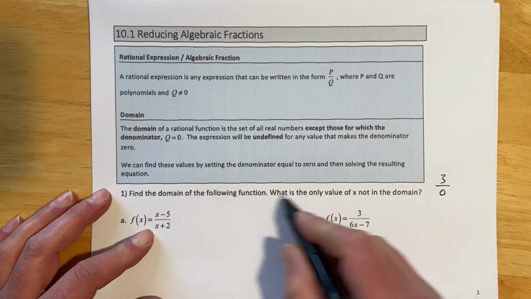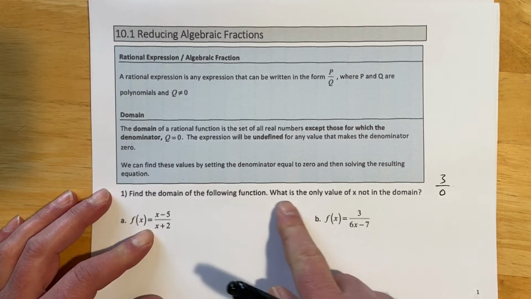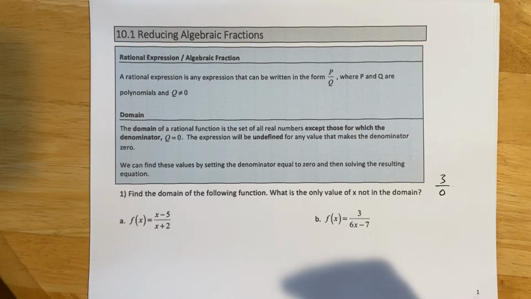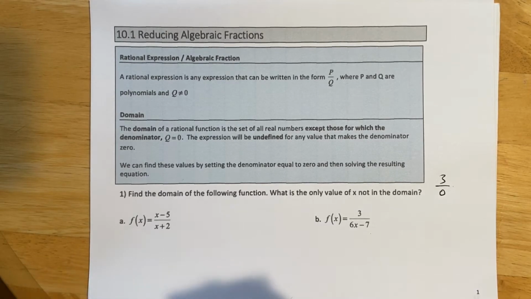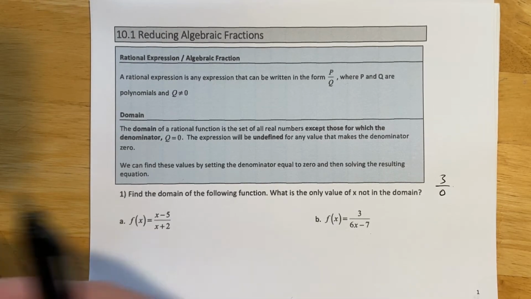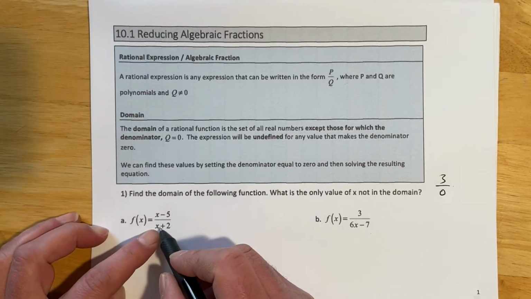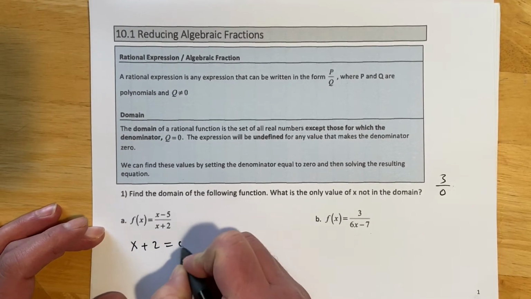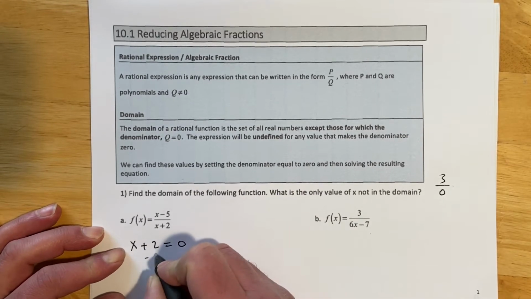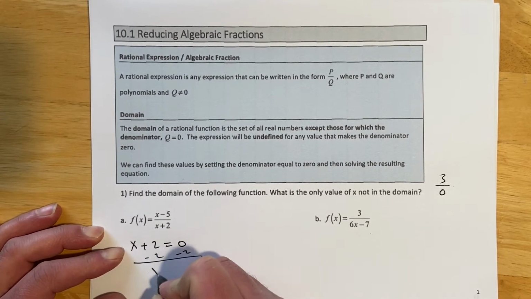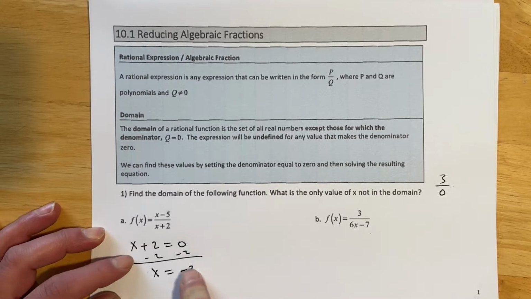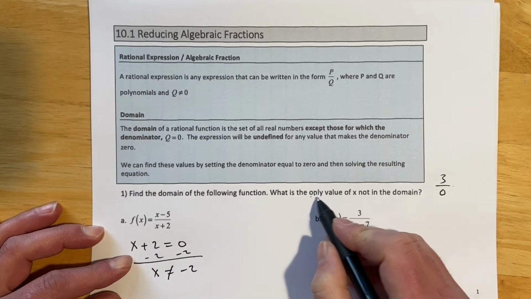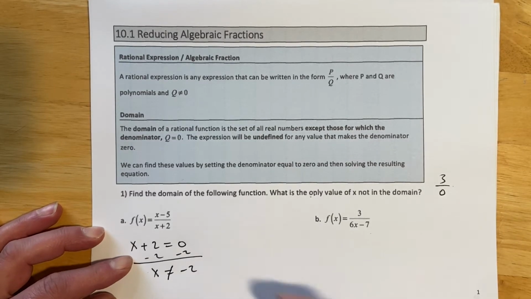And so to figure out what the domain is, the way they'll ask the question on the homework is, what is the only value not in the domain? So they're asking you to solve for sort of the undefined value rather than state the domain. All we got to do for that is just take the denominator and set it to 0. And then here I would just subtract the 2 on both sides and solve, right? So x equals -2. So -2 is the one thing x can't be. So that would be the only value of x that's not in domain for this one.